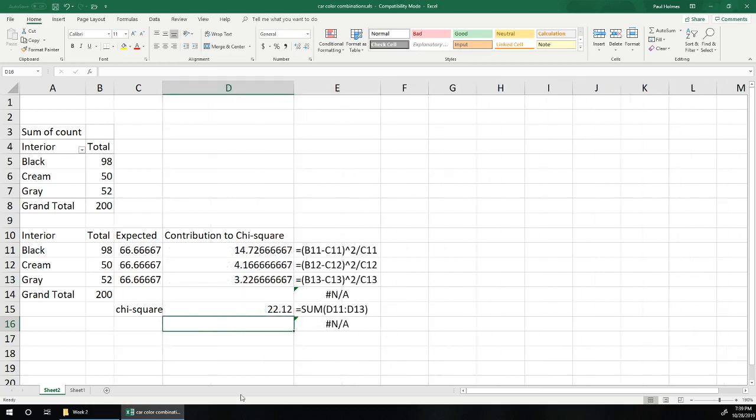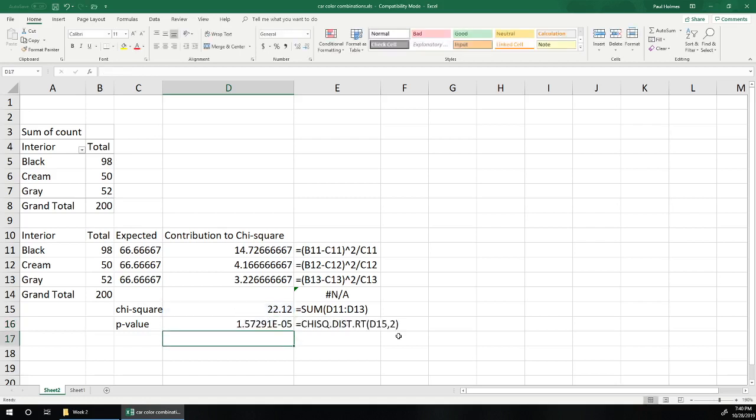So how big is that? Is that big enough to reject our null hypothesis or not? For that we need to calculate its p-value, and we use the chi-squared.dist.right function in Excel. This has two arguments, the chi-squared value and the degrees of freedom, where our degrees of freedom is our number of groups minus 1, or if you prefer, the number of elements of this contribution to chi-squared minus 1. So 3 groups minus 1 gives us 2 degrees of freedom.